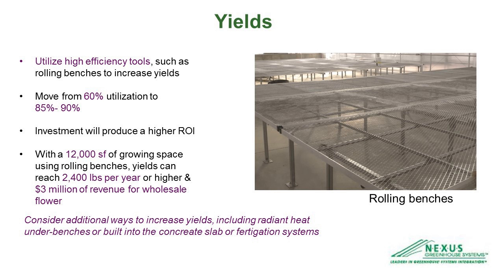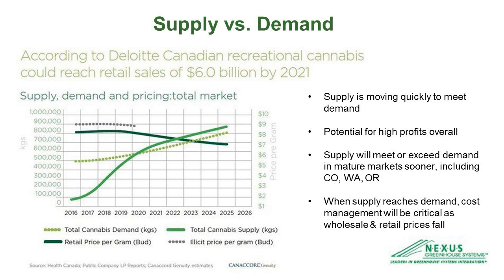Okay, supply versus demand. This is an important thing to keep in mind. Supply is moving quickly to meet demand. So when you look at this chart from 2016 through 2021, supply is less than demand, which has led to higher prices. So the closer you get to 2021, supply and demand are going to catch up. So there's still a potential for high profits overall.